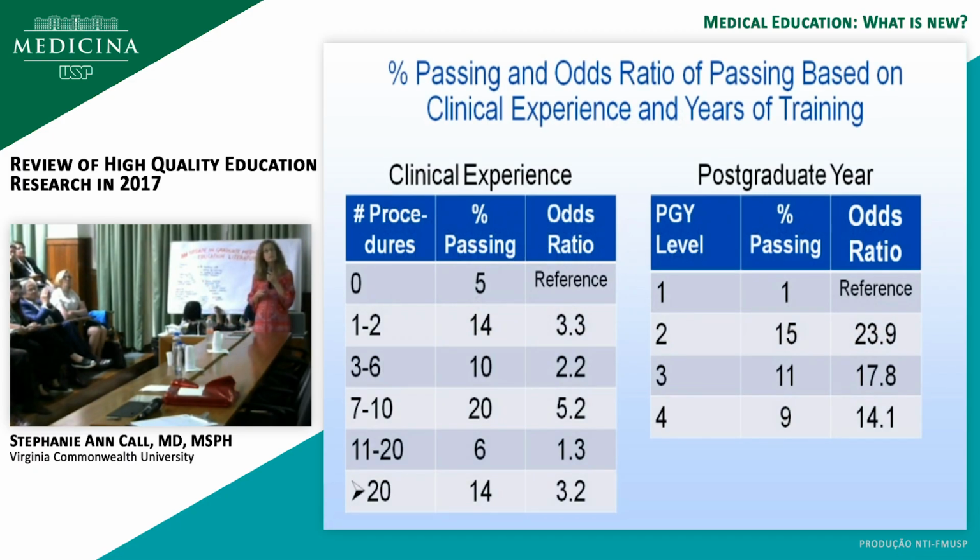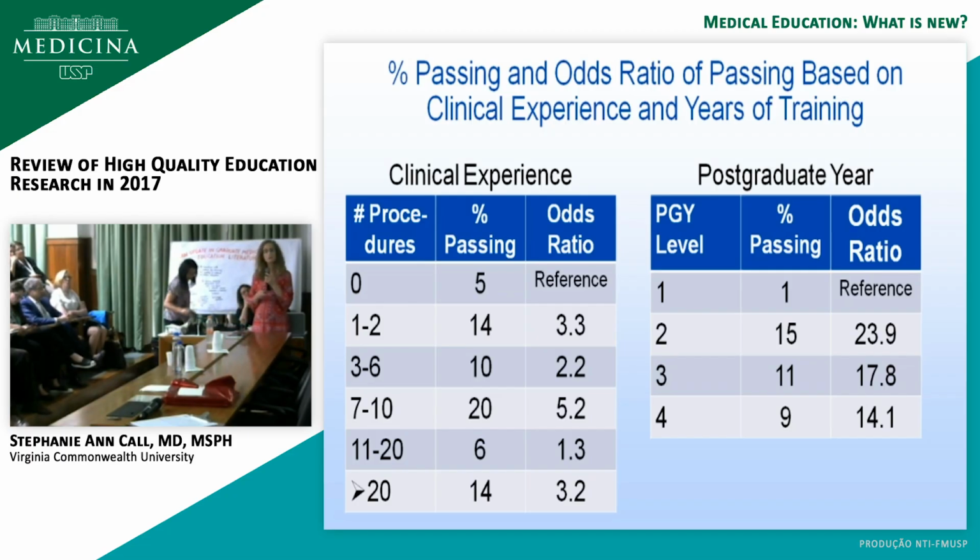On the left, this looks at the percent passing the simulation with competence and the odds ratio of passing based on the clinical experience. So as you go down the left-hand column, the number of procedures that the resident had done prior to coming into the simulation center, and then the average percent passing or meeting competence for that procedure, and then the odds ratio. And as you can see here, certainly if you had done 7 to 10, there was a 20% passing score, but there's really not a predictable pattern here, which tends to lead us to believe that experience doing procedures, there's more than that just to competency.